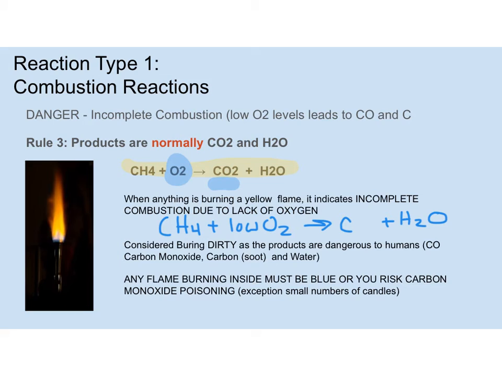So this yellow flame right here that I have left is considered burning dirty. And we call it dirty because you're producing dangerous chemicals. You're producing soot, or pure carbon, and then carbon monoxide. So any flame burning inside must be blue, or you risk carbon monoxide poisoning. And the exception is a small number of candles. So you should never have a fire inside that is yellow.